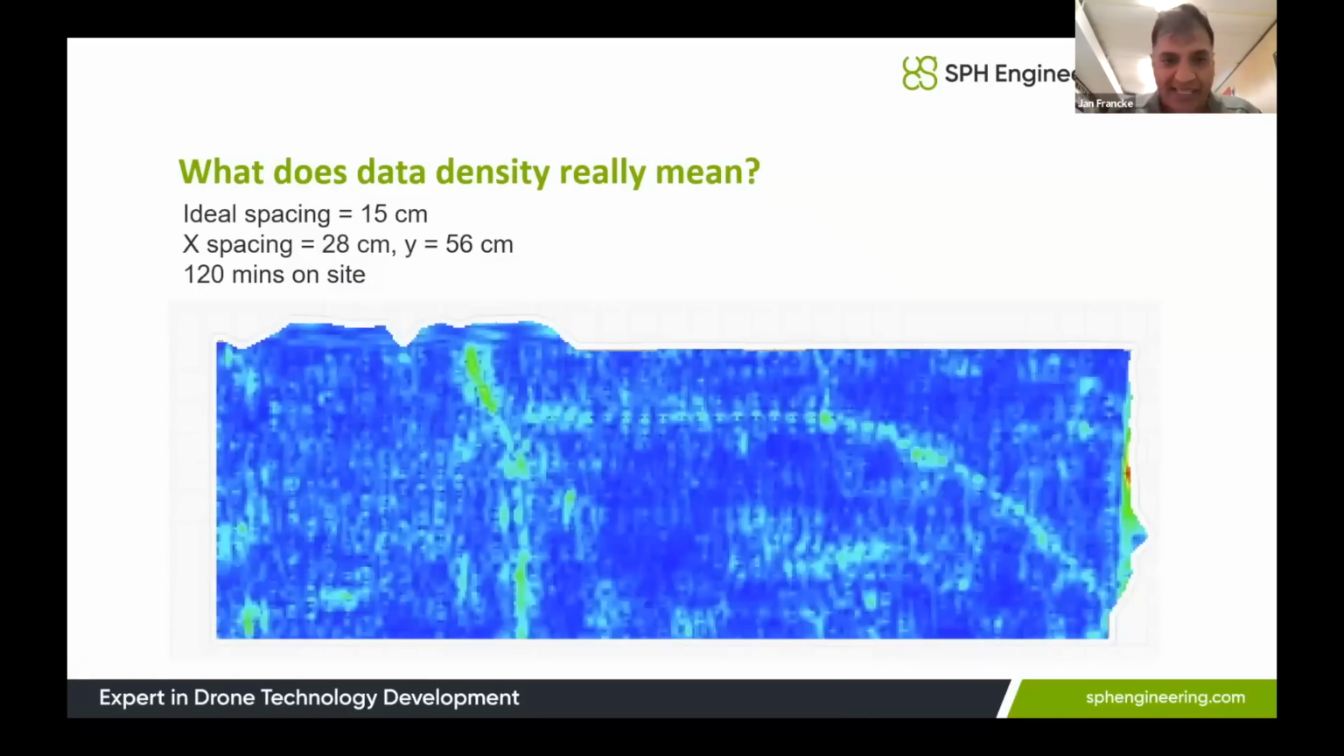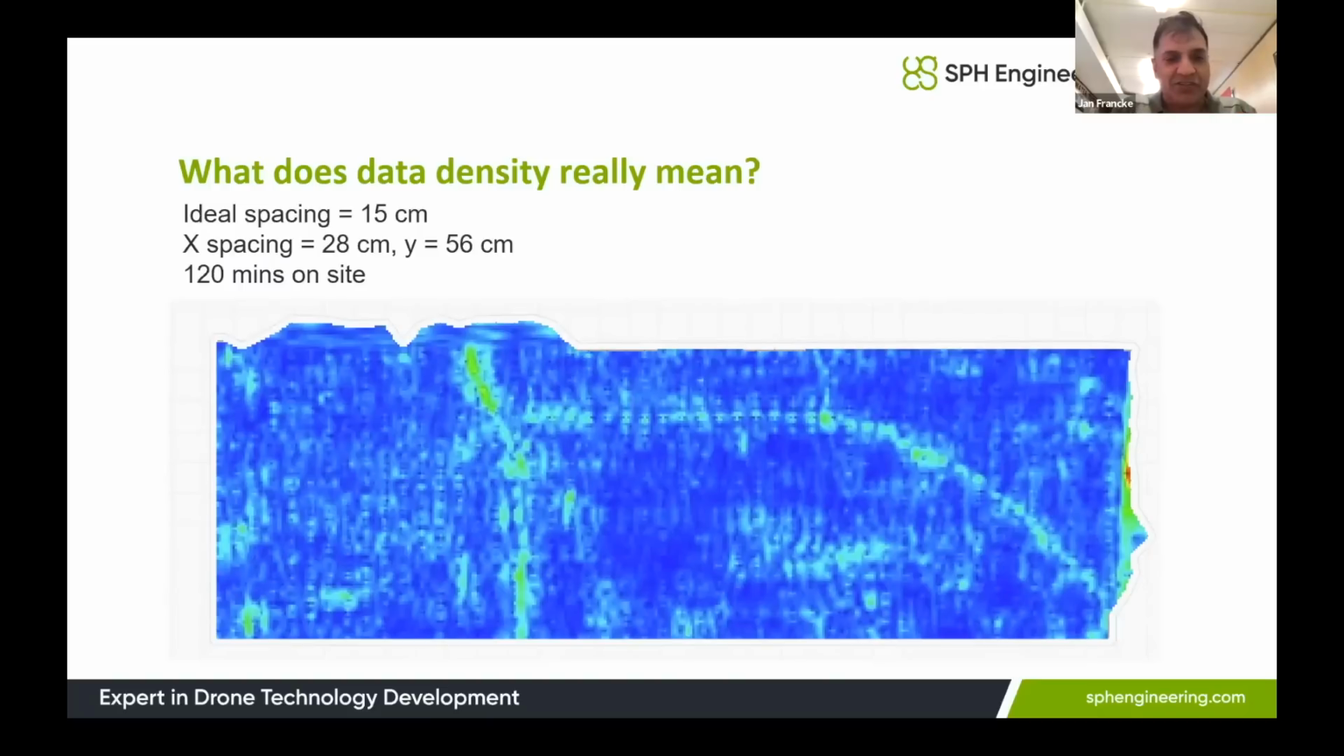This is a real data set from Portland, Oregon in the United States. What does real data density mean when it comes to the construction industry? Because this webinar was more about construction, really. So this is a data set with, I think, a 350 megahertz system where the ideal spacing, sorry Americans, I'm going to do this in metric, was about 15 to 20 centimeters, right?